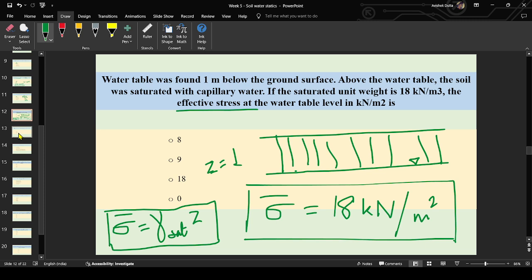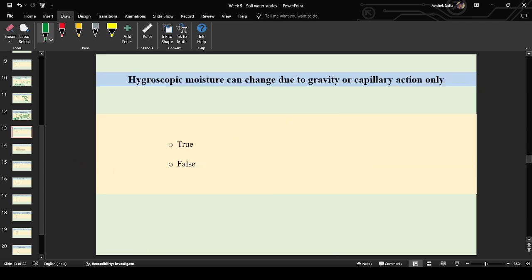Next question. Has it recorded? Yes. Hygroscopic moisture can change due to gravity or capillary action only. Is it true or false? This is, I think, easy. I think it's false, sir. Yes, it is false. Why? It is related with the surface action.